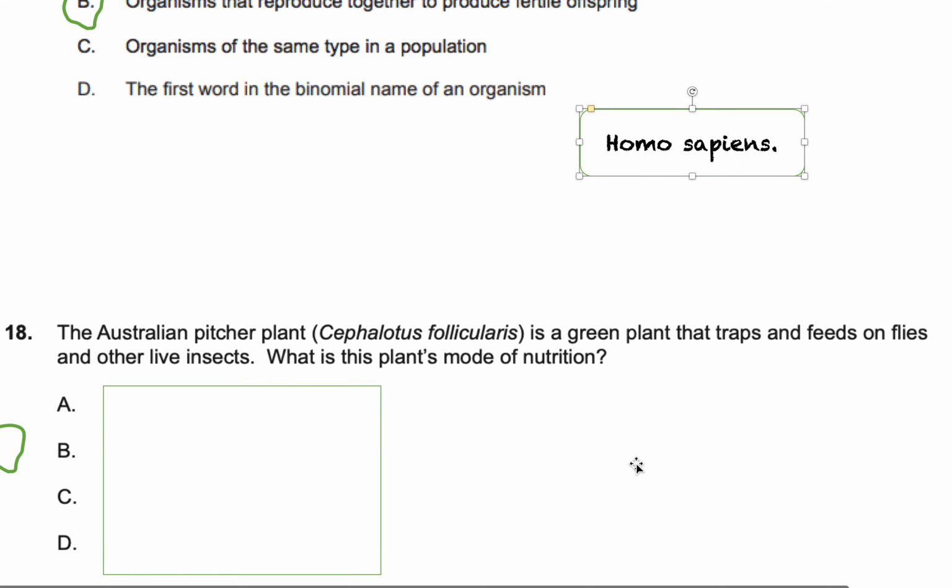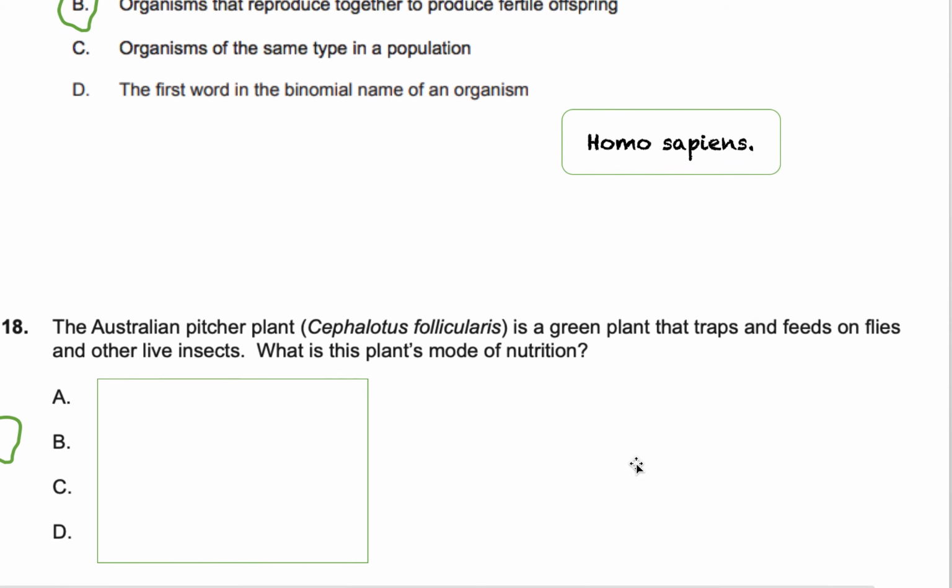Okay, here we go, one more. Wait, I'm trying to zoom out here. Okay.